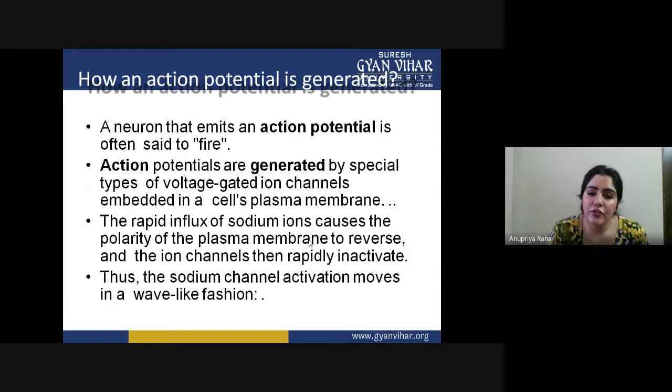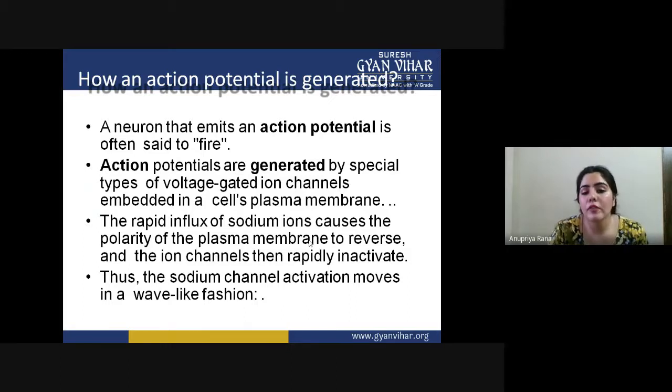Action potentials are generated by a special type of voltage-gated ion channels embedded in the cell plasma membrane. So what is the key for the generation of the action potential? It is the voltage-gated ion channels. These voltage-gated ion channels generate the action potential. How? We will see it.